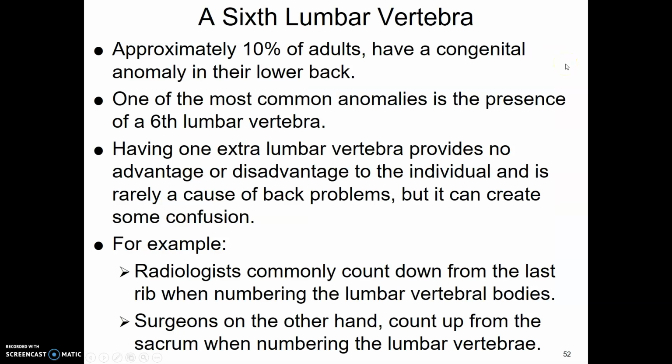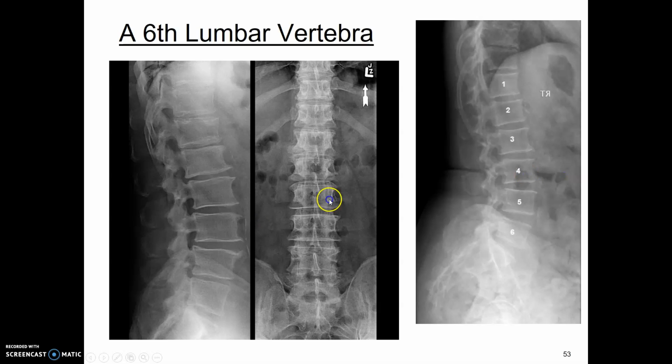A sixth vertebra. 10% of adults will have a sixth vertebra. They might not even know it unless someone tells them, or unless you tell them, but it's common to count from the last rib when numbering the lumbar vertebrae, but surgeons want you to count from the sacrum up. So you should always be counting from sacrum, L5 up, just in case it is the sixth vertebra. And it'll just look like it's extra long, just for fun.